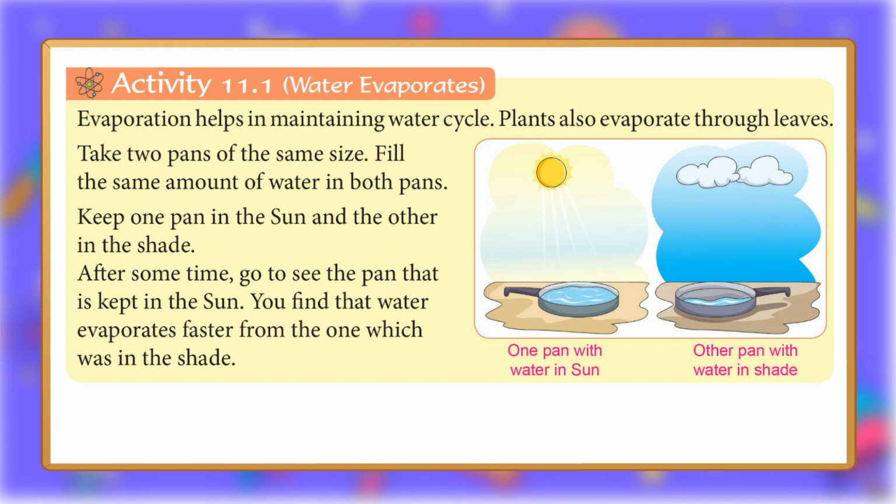Take two pans of the same size. Fill the same amount of water in both pans. Keep one pan in the sun and the other in the shade. After some time, go to see the pans. You find that water evaporates faster from the one which was in the sun. One pan with water in sun. Other pan with water in shade.